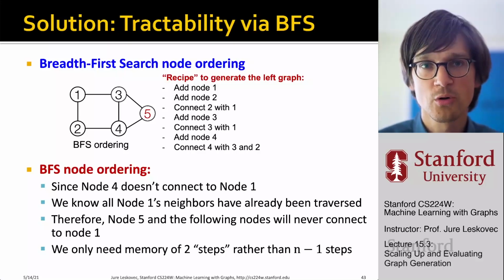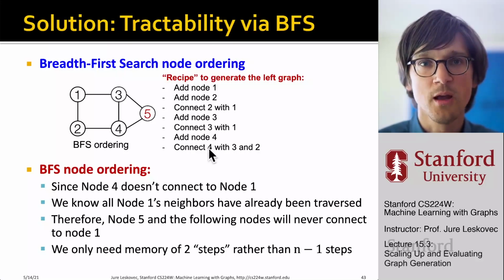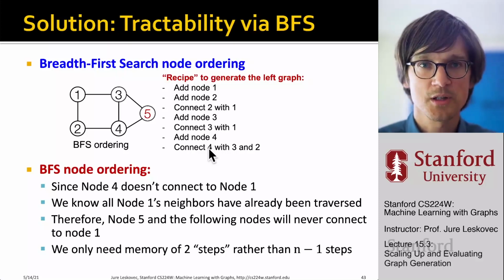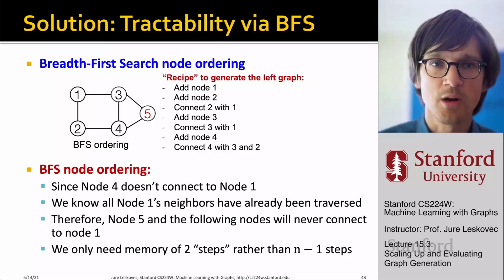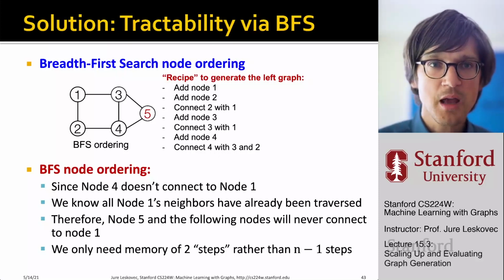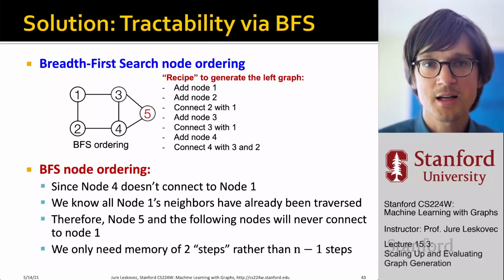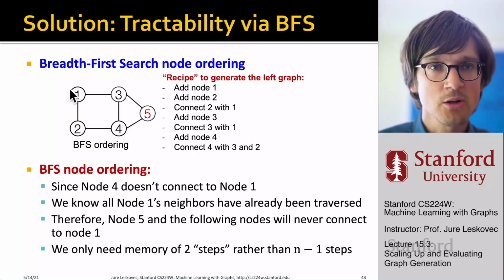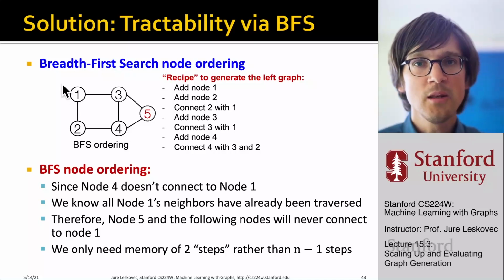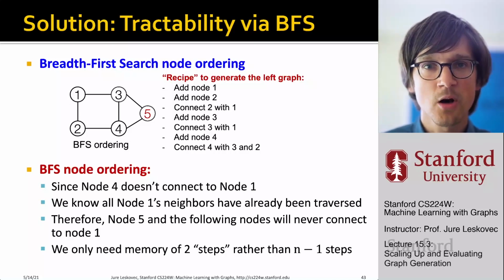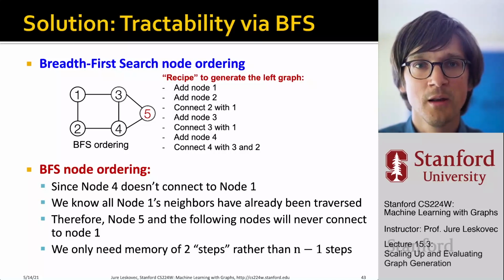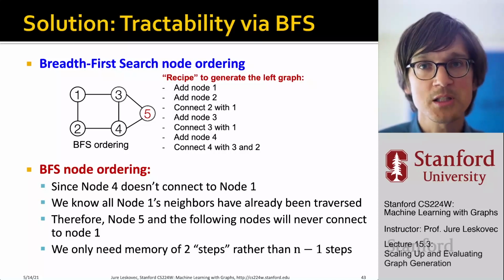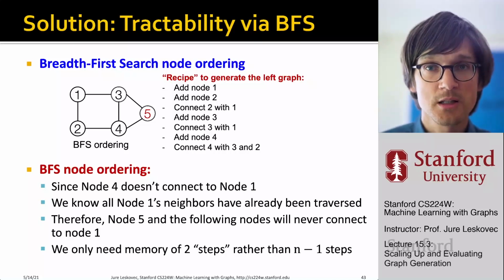And if you ask how would you draw this graph, you'd probably draw it this way, not some other way where you first put all the nodes down and then connect them, right? So the BFS ordering, what does it buy us? It buys us the following. Because node 4 does not connect to node 1, we know that no other node is going to connect to 1 from now on, right? Because it's a breadth-first search ordering.